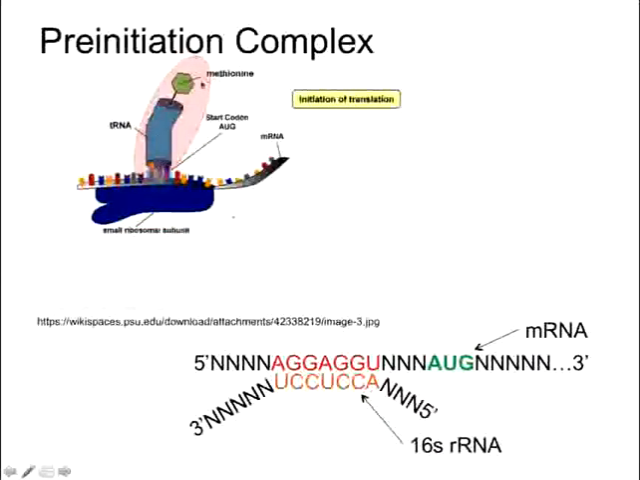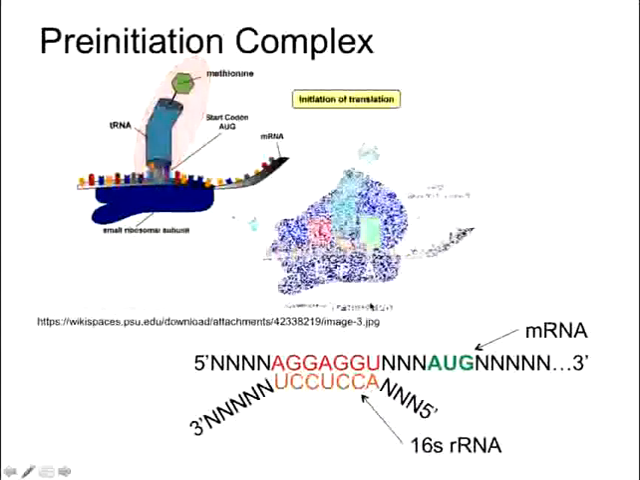From that point on, you can bring in a methionine. In the case of prokaryotes, it would be formylated methionine, fMet it's often called, so it's a special kind of transfer RNA for the very first amino acid, which is always methionine, and the anticodon of the transfer RNA will pair up with the codon on the messenger RNA.